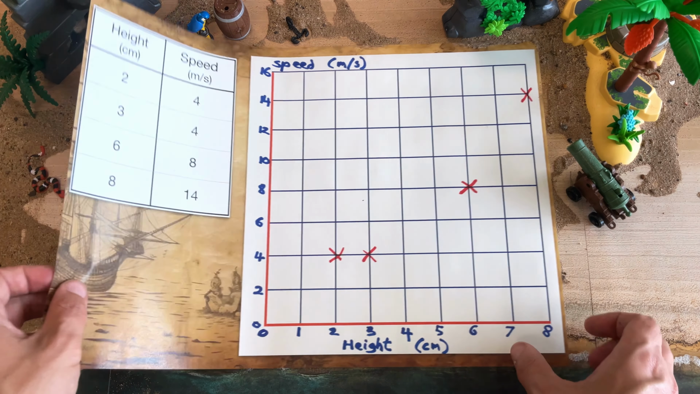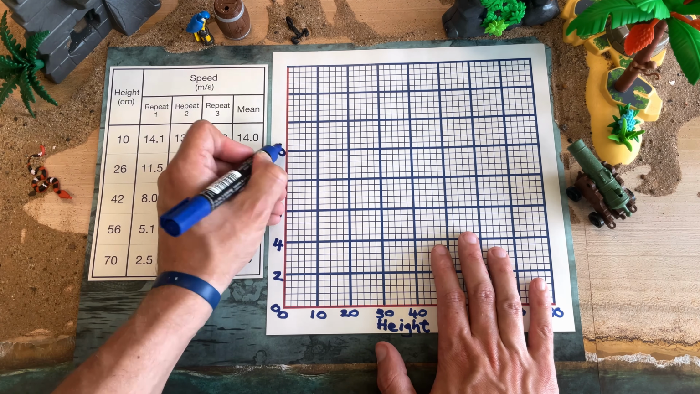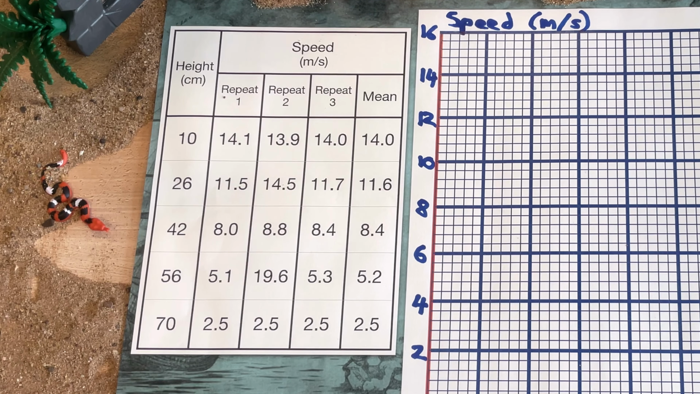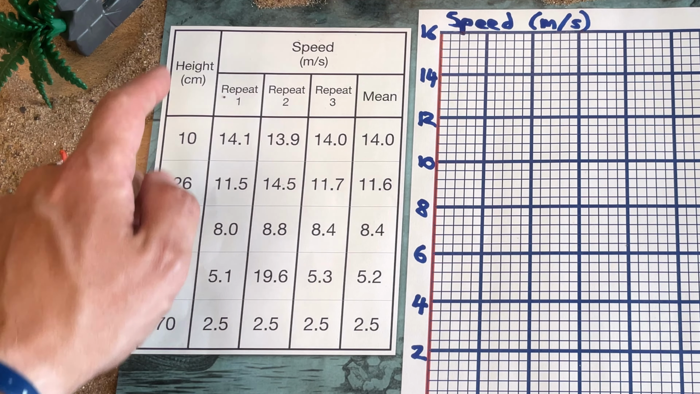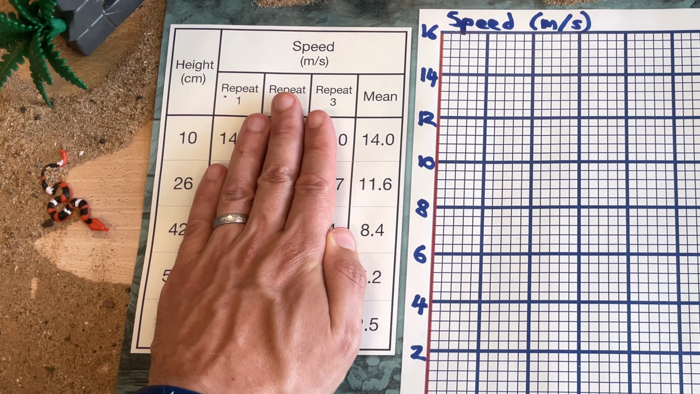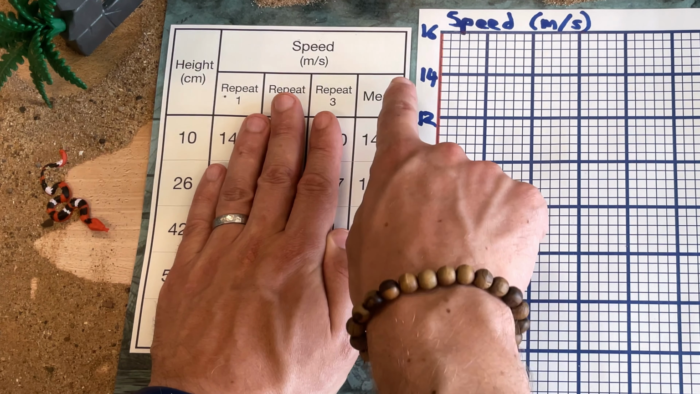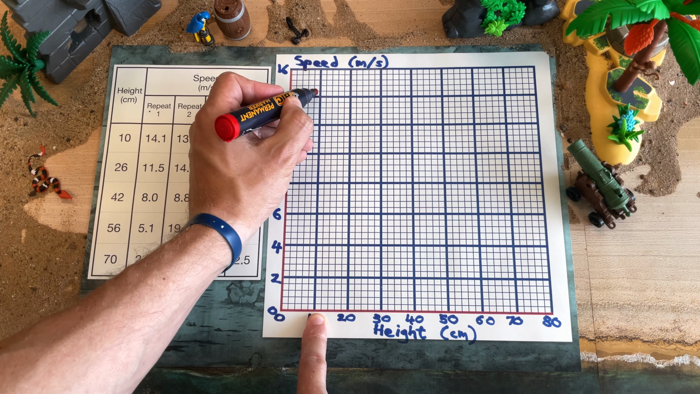Okay, let's make it trickier. What do you do if you get a results table like this one? The first thing we have to do is figure out which numbers we're going to use. For height it's obvious, but what about speed? There's lots of repeat readings. We're going to ignore most of the numbers and just use the one in the column labelled mean. So the first point we're going to plot is a height of 10 and a speed of 14.